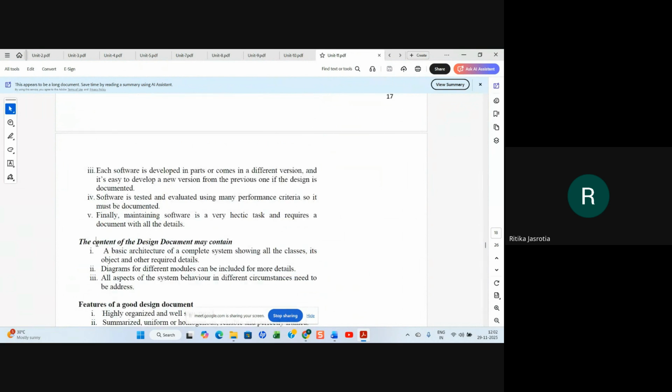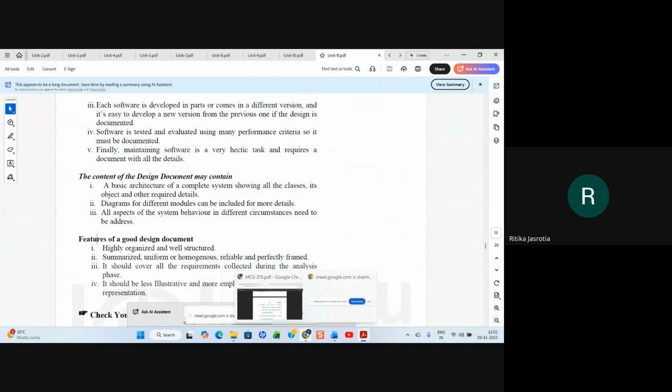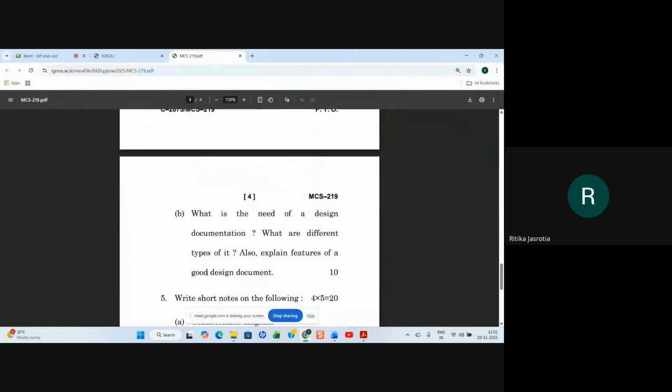They have also given the content of the design documentation: a basic architecture of the system, diagrams, all aspects. And the features of a good design document: it is highly organized and well structured, summarized, uniform or homogeneous, reliable and perfectly framed. It should cover all the requirements collected during the analysis phase. It should be less illustrative and put more emphasis on images or pictorial representation. So these are the features a good design document should have.